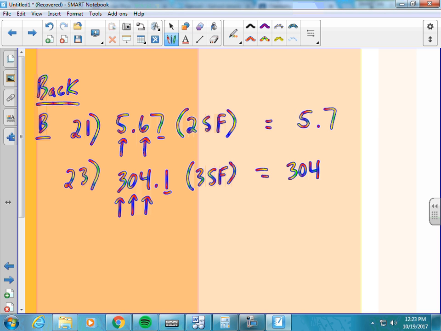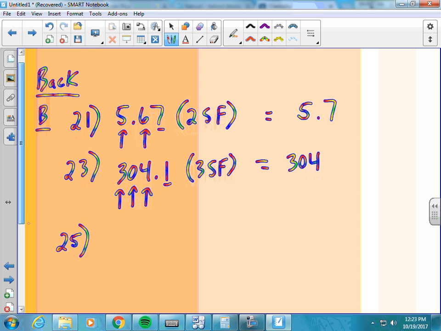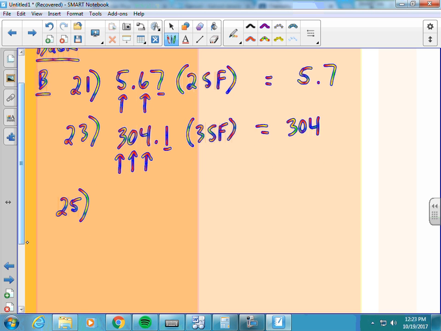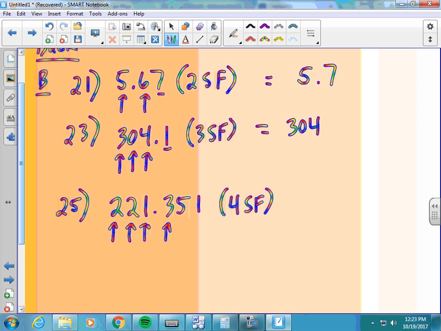If it's 5 or higher, round up. Take a look at 25. Okay, 25, big number here. We have 221.351, and it says round off to 4 significant figures. So are any of these not significant? They're all significant. They're all non-zero. So there's 1, 2, 3, 4. So I'm going to be rounding off here at the 10th place. Am I going to make this 221.3 or should I round up to 221.4? The next digit is a 5, so I'm going to round it up to 0.4.